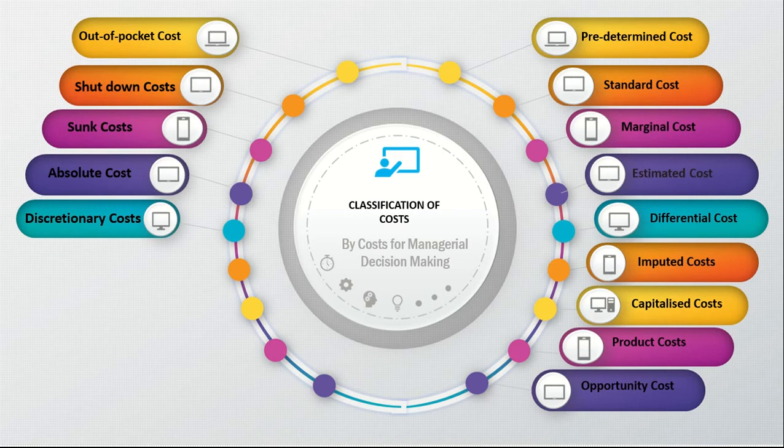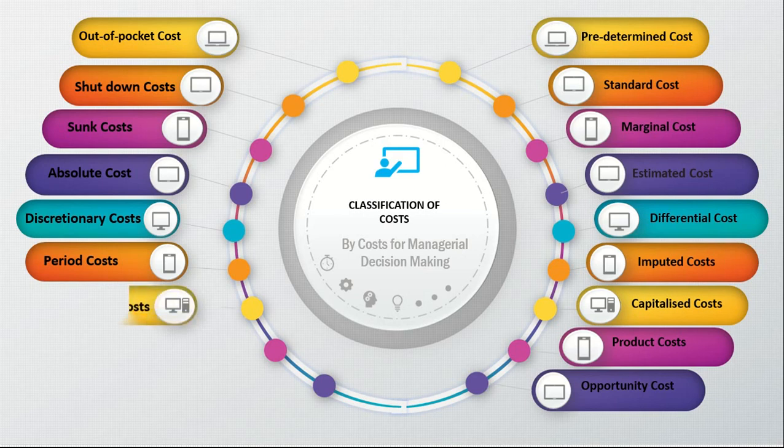Example, advertising. O. Period cost: these are the costs which are not assigned to the product but are charged as expenses against the revenue of the period in which they are incurred. Example, selling and distribution expenses. P. Engineered costs: these are costs that result specifically from a clear cause and effect relationship between inputs and outputs.